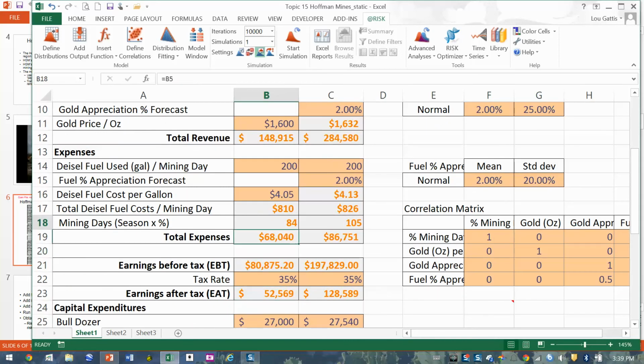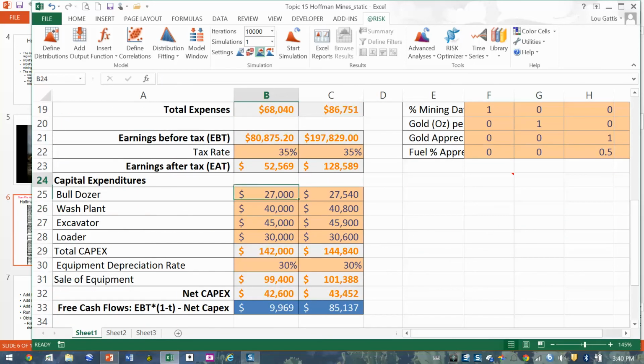Now, estimating their costs, they used about 200 gallons of diesel fuel per day. Diesel fuel was running about $4.05 per gallon that season. So that will give them a total expense of $810 per day in diesel fuel, times the 84 days they're actually mining. So there's $68,000 in expenses, which gave them earnings before tax of $80,000. If I use a marginal tax rate of 35%, they cleared operating profits, or profits after tax, of $52,000.